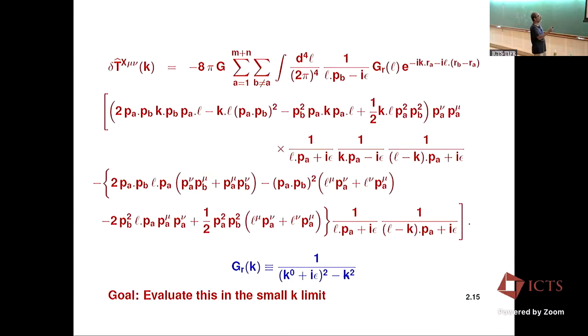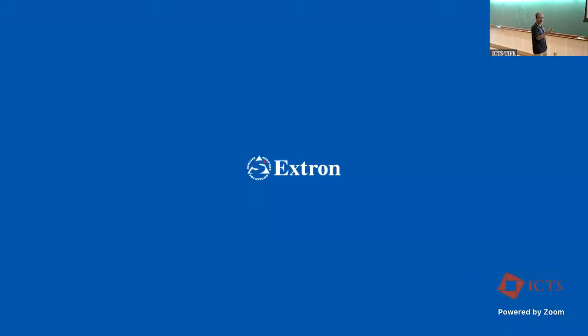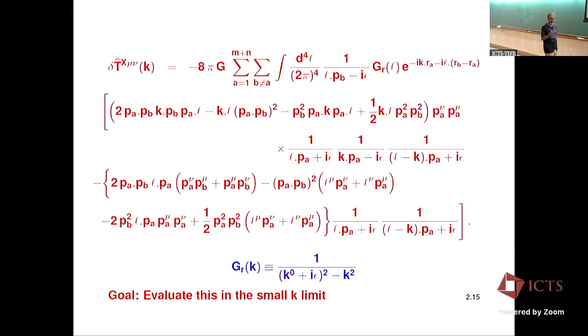And what are you trying to look for? We want to evaluate this in the small k limit, because this delta T hat x will contribute to delta E tilde, because E tilde is directly related to T hat, right? Because there's 2G over mod x times E hat. So once we can calculate how much T hat x changes, we can calculate how much E changes.